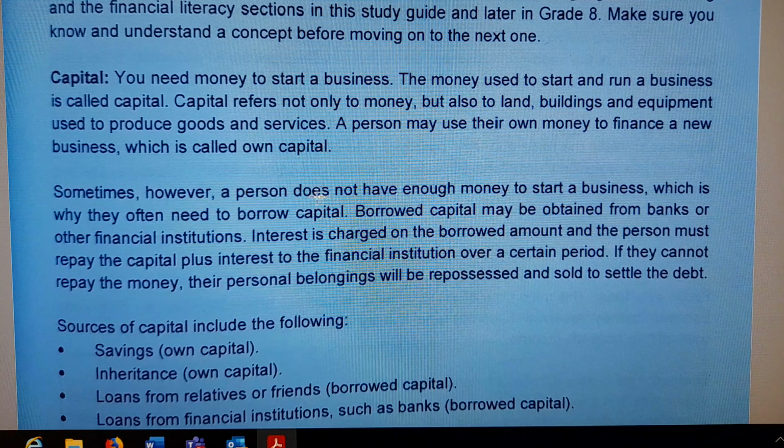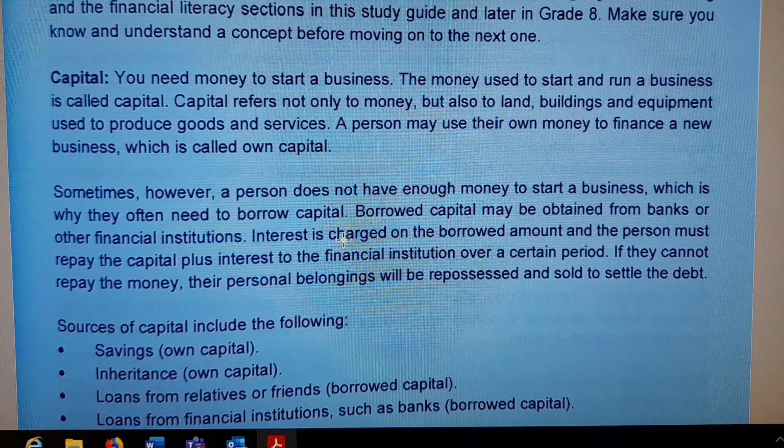Sometimes, however, a person does not have enough money to start a business. What to do now? They often need to borrow capital. So if you don't have capital, you can borrow it. Borrowed capital may be obtained from banks or other financial institutions. Interest is charged on the borrowed amount, and the person must repay the capital plus the interest to the financial institution over a certain time.